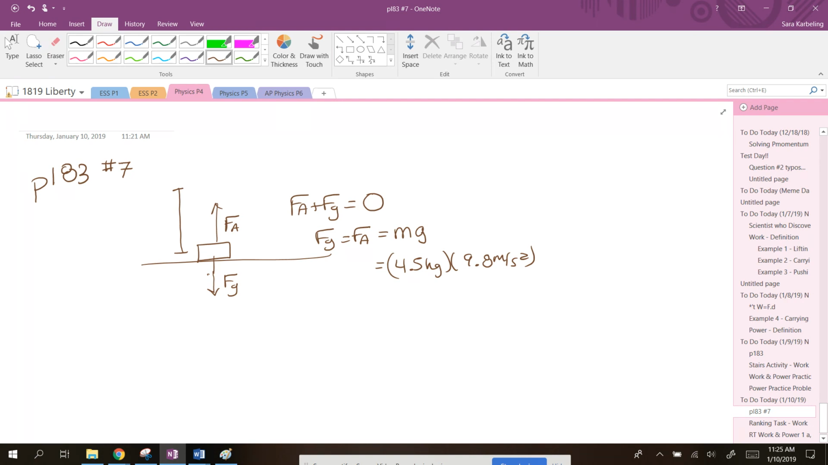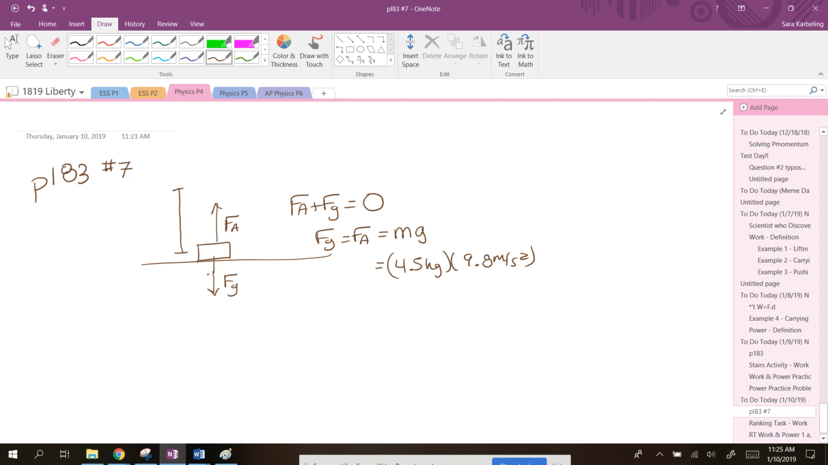So anytime you're lifting something straight up, because we assume that we're lifting it at a constant speed, then these two forces have to be equal. Does that make sense? How are we doing? Are we okay? Yeah? Okay.